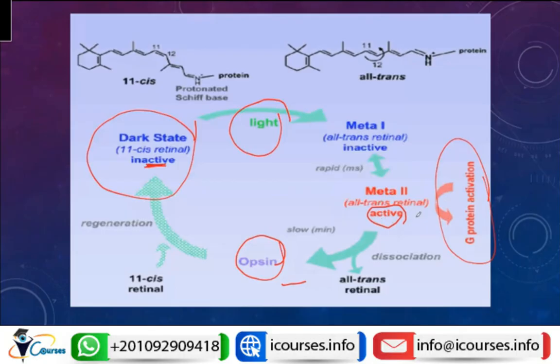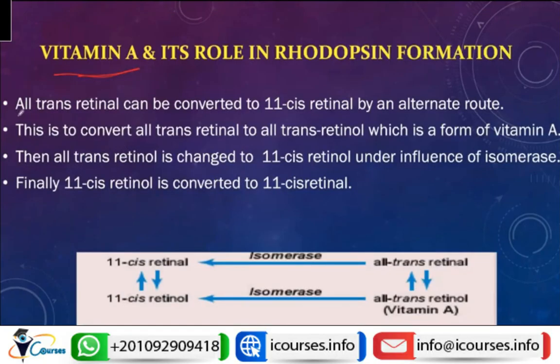We need now to return this all trans retinal into 11-cis-retinal. So let's see how does this occur. The all trans retinal can be converted to 11-cis-retinal by an alternate route. This is to convert the all trans retinal to all trans retinol, which is another form of vitamin A. Then all trans retinol is changed to 11-cis-retinol under the influence of isomerase. Finally, the 11-cis-retinol is converted to 11-cis-retinal.